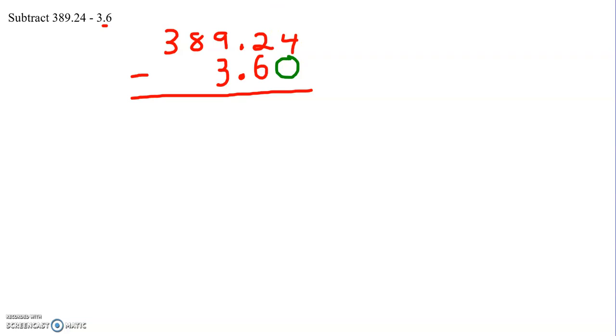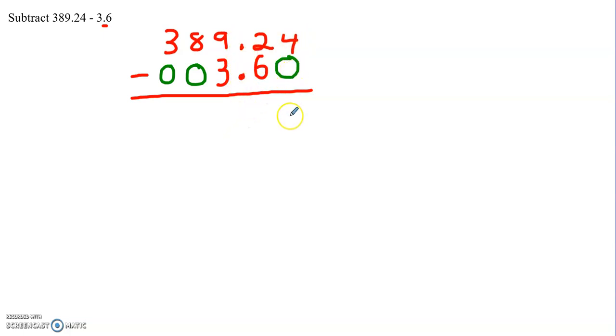I can do the same thing over here if I wanted to. So I'm going to put a 0 under the 8 and a 0 under the 3. Do you need to put a 0 here? No. But if you are like me and need that, please do so. And then all I need to do is subtract as if there were no decimals. And when I get to the decimal, I just move it down.